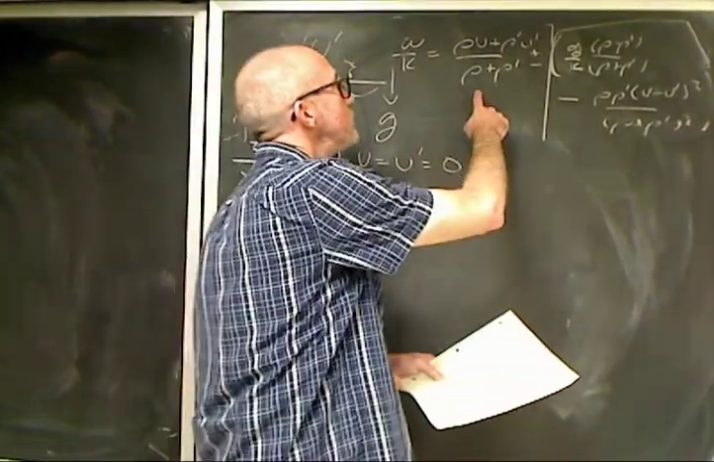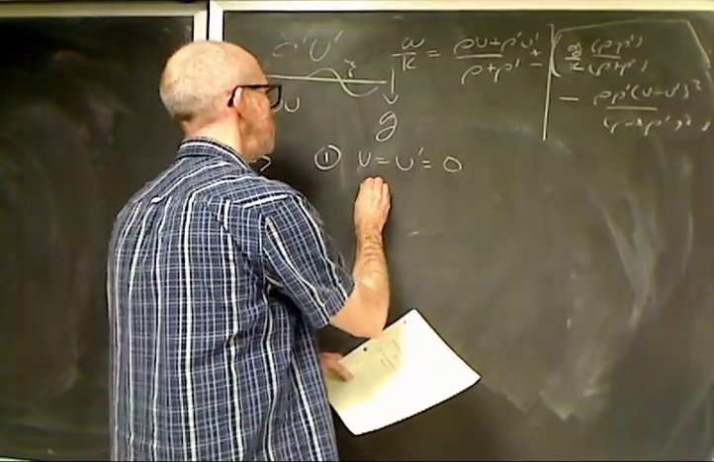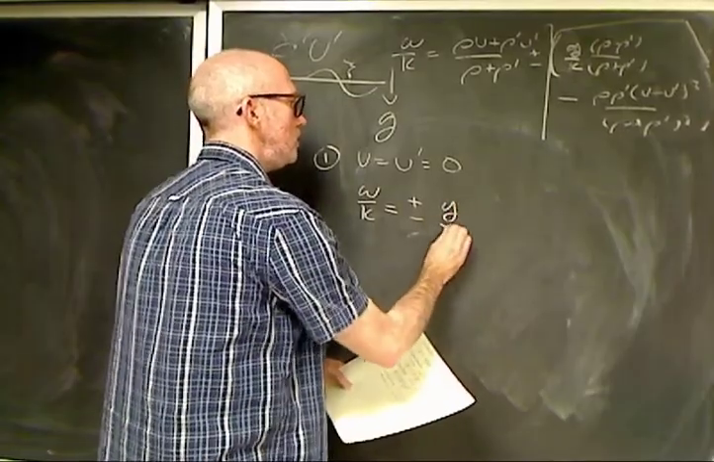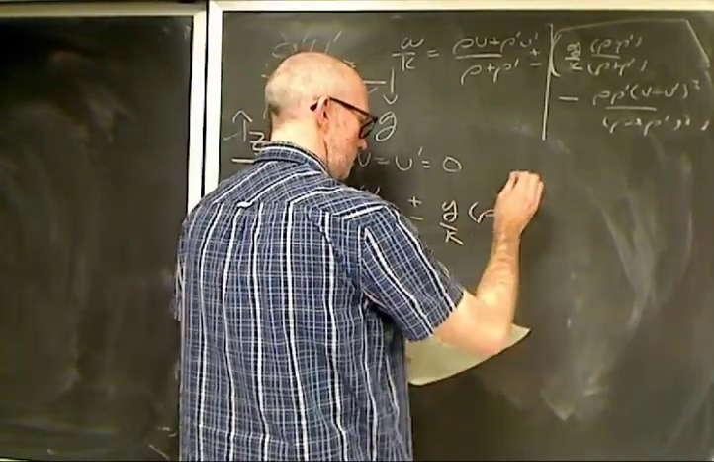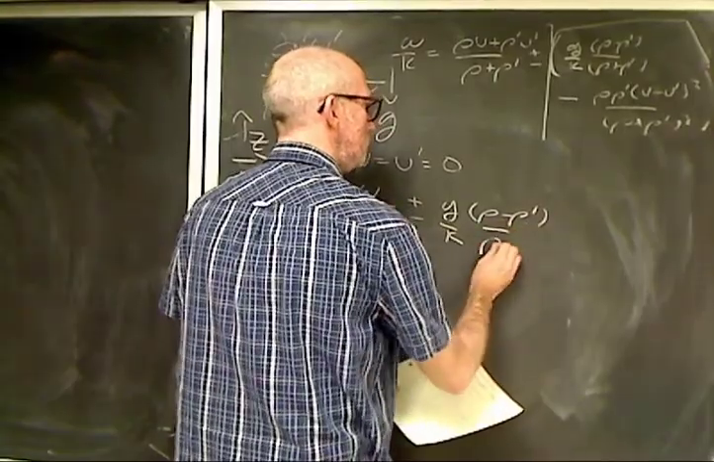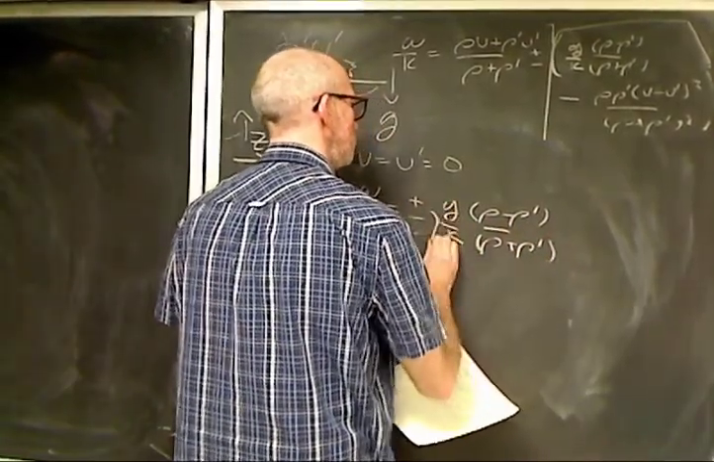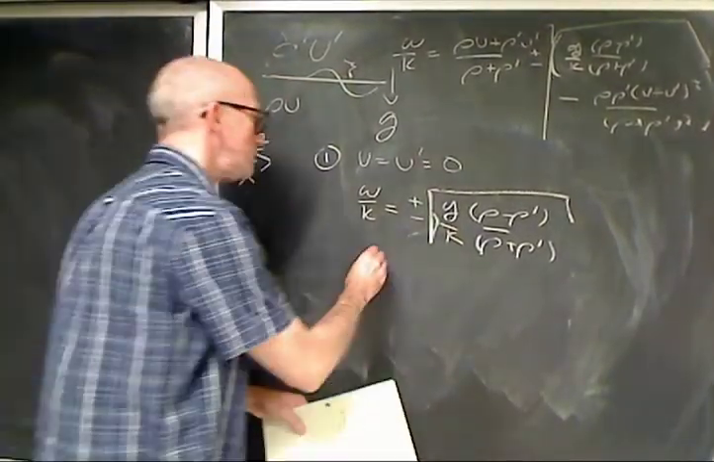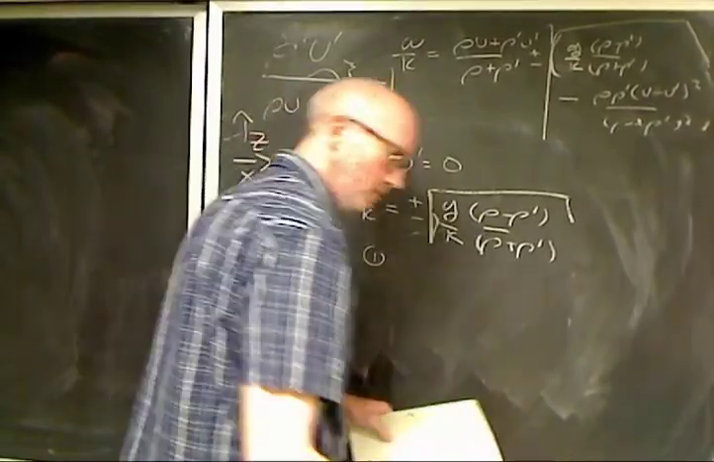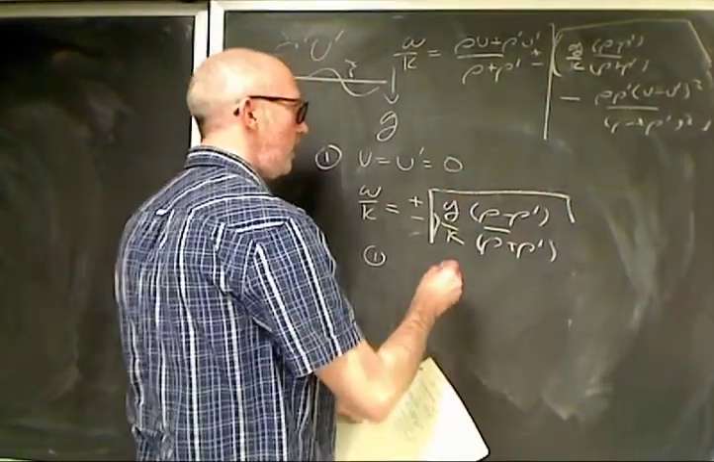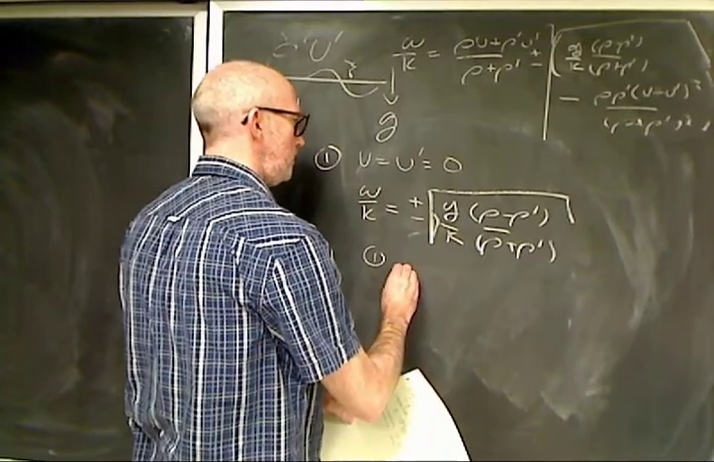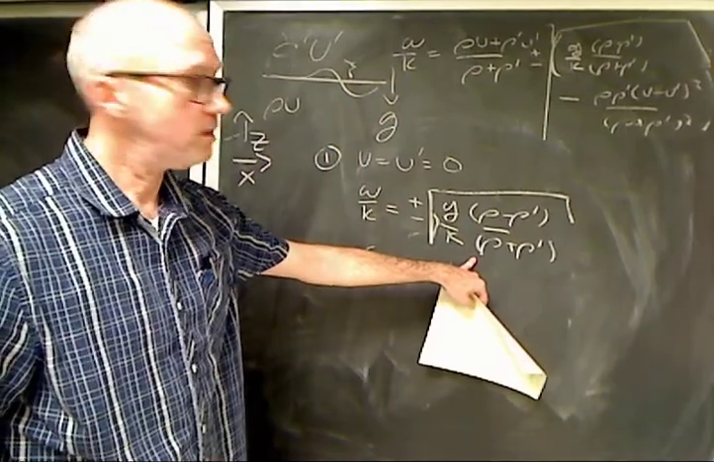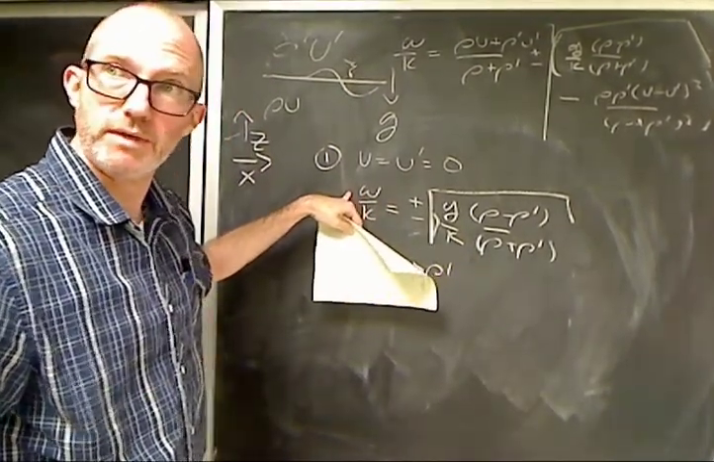In this case, this term goes away and this last term goes away, and we're left with omega over k equals plus or minus the square root of g over k times rho minus rho prime over rho plus rho prime. So we have some subsets of this. So first, if rho is bigger than rho prime, then this is real, and omega is real. And we have a traveling wave solution.